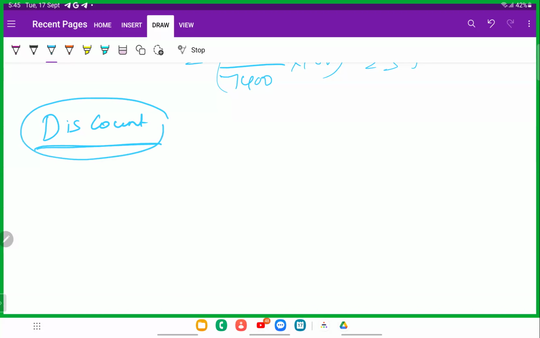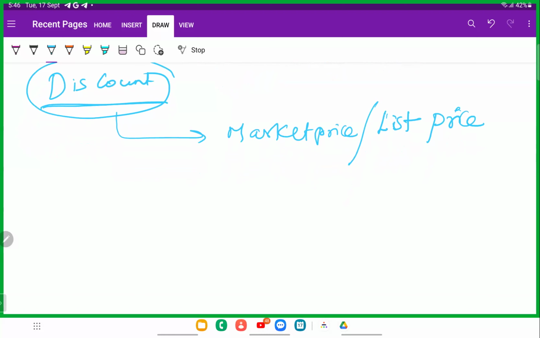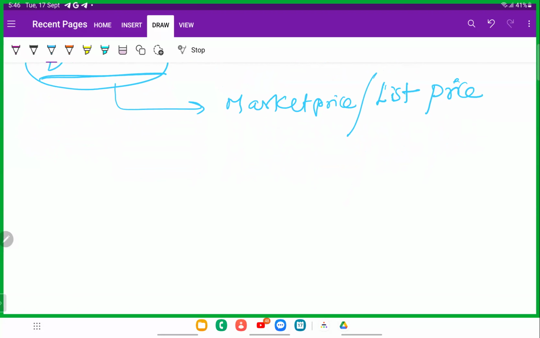Before getting into discount, let us know what market price is. Market price is also called list price. Also MRP, maximum retail price. Sir, the marked price and the cost price in any shop is different. So don't be in a hurry, I'm about to discuss this. Please wait.